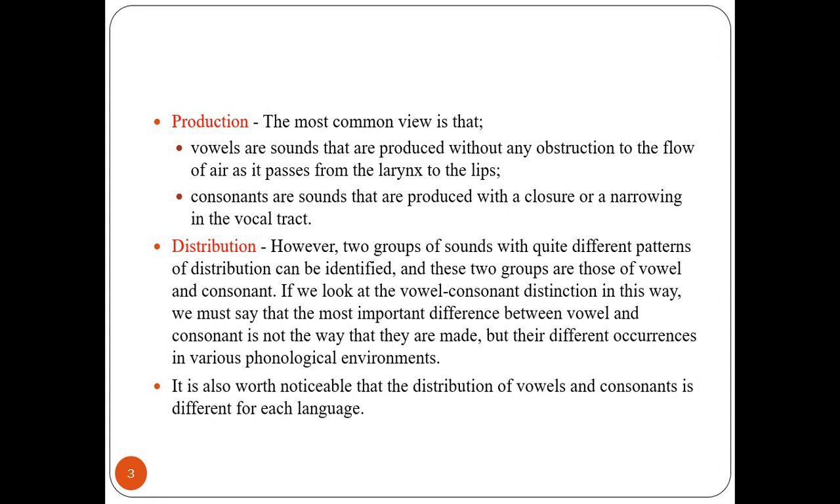So two groups of sounds with quite different patterns of distribution can be identified, and these two groups are those of vowels and consonants. If you look at the vowel-consonant distinction in this way, we must say that the most important difference between vowel and consonant is not the way they are made. It means that production is not a very important feature as far as the distinction between vowels and consonants is concerned. Actually, it is the different occurrences in various phonological environments. That's the important point. Keep this in mind.